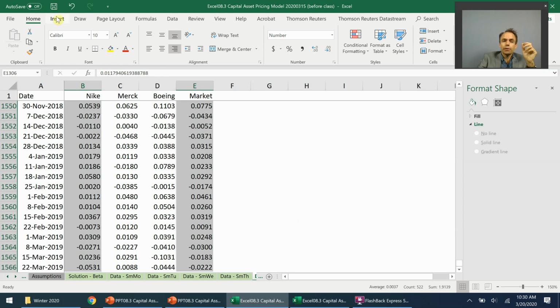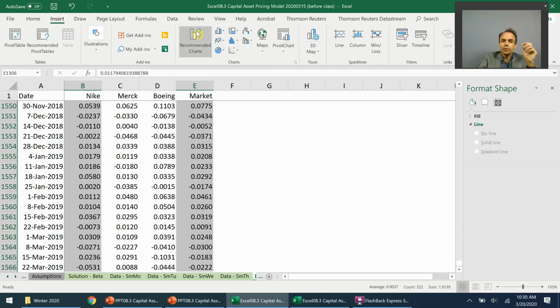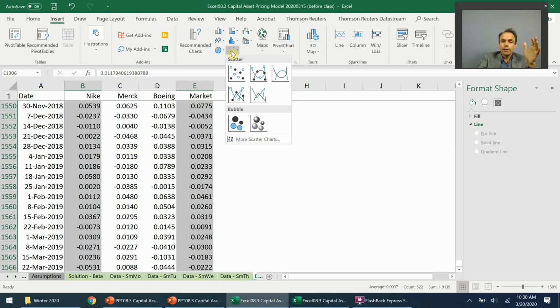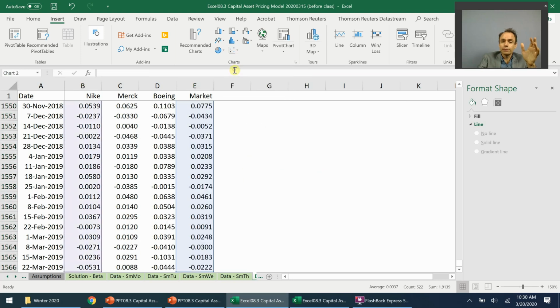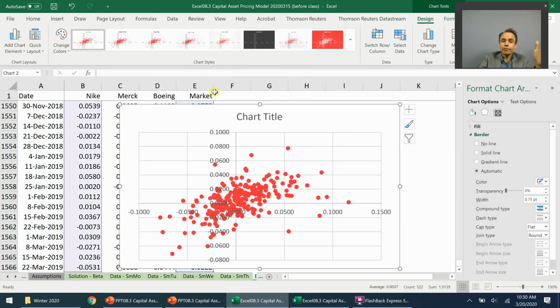To do my scatter plot, I'm going to go to Insert and look at the charts, find the scatter plot section, and I'm going to select the scatter plot in the top left. And a scatter plot has appeared. This isn't the right scatter plot. I have to make sure that my X and my Y variables are correctly specified.